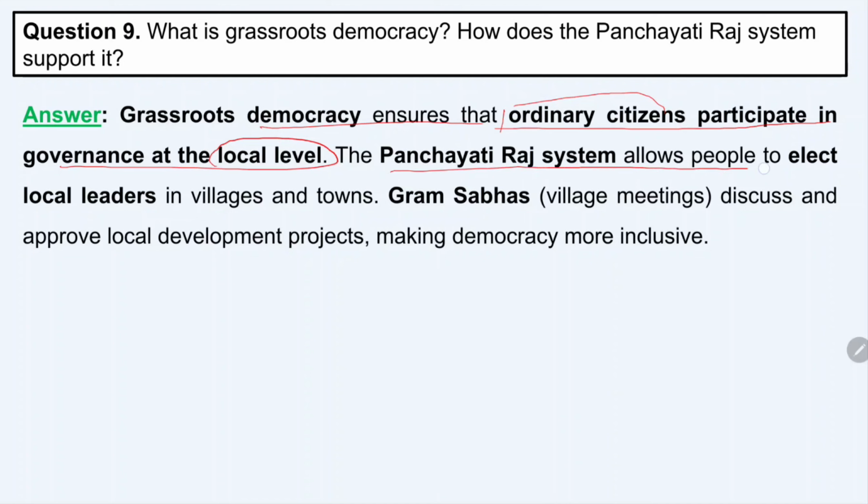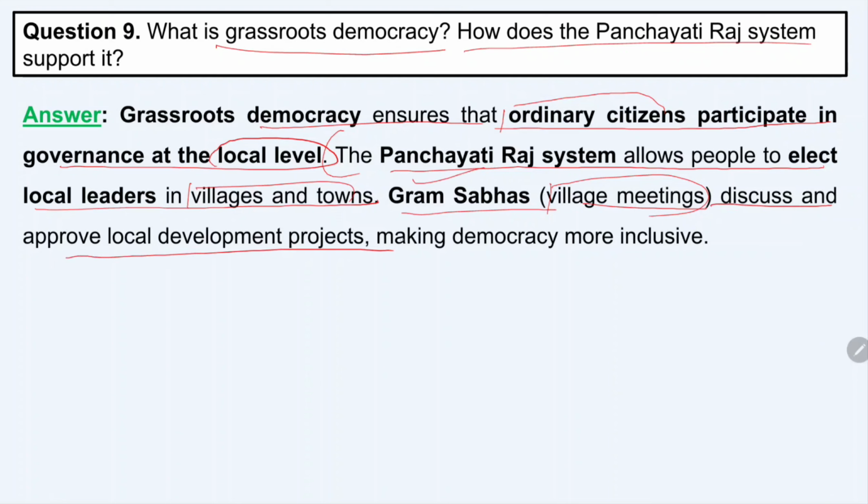And the Panchayati Raj system allows people to elect local leaders in villages and towns. This system allows people to elect their leaders in villages and towns. So this is grassroots democracy. And the second part of the answer is given here: the Gram Sabha example, the village meeting. We call the village meeting the Gram Sabha. They discuss and approve local development projects, making democracy more inclusive.